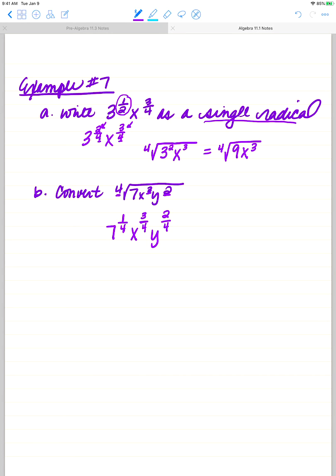So 7 to the 1/4 times x to the 3/4 times y to the 2/4, and then I'm going to reduce 2/4 to 1/2. Okay? And now it is in exponential form. That is this lesson.